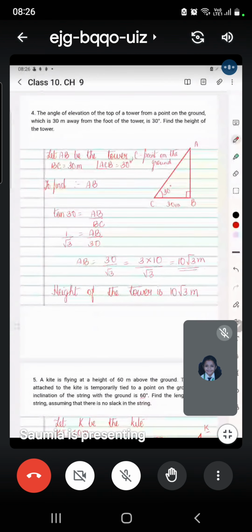Ma'am, 10 into 3 upon root 3 is equal to 10 root 3, how will that happen? This is what I wrote, this question I have solved it like this. 30 by root 3. I have written 30 as 3 by 10. Now this 3 can be written as root 3 into root 3. So I cancel one root 3, so I will get 10. You can do it like this also. Okay? Okay, ma'am.